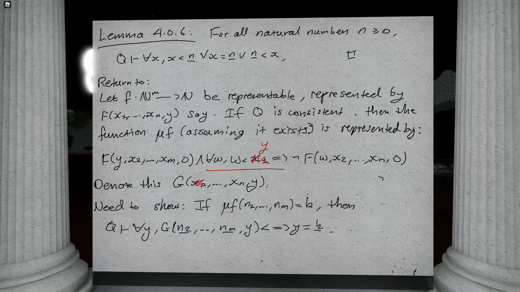So let me explain. Going back to what this argument says, the minimization is the function that takes this value and says it's equal to 0, and that's the first time. So for all w less than y, it's not the case that f of w, x2 up to xm evaluates to 0. Okay, sorry about that typo, but what is on the board currently is correct. Now I want to prove this, so I'll move to the other board.